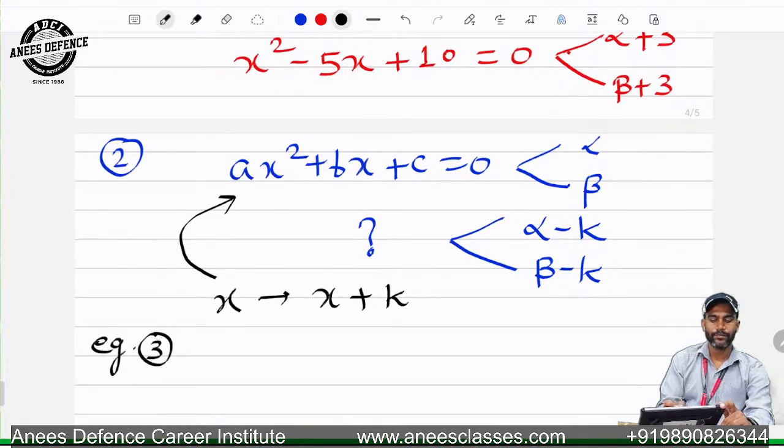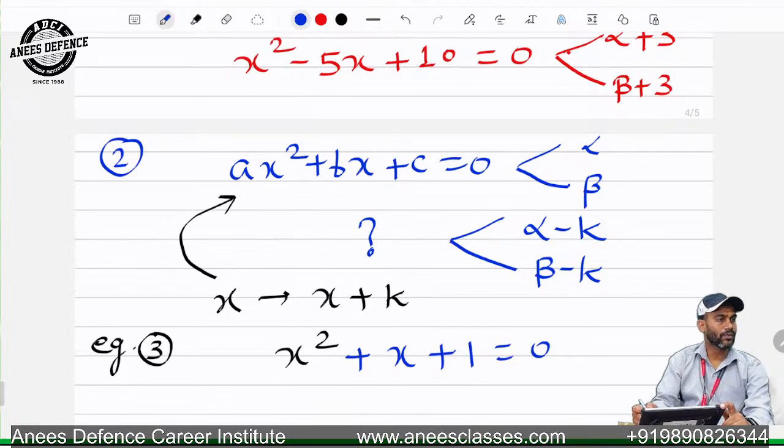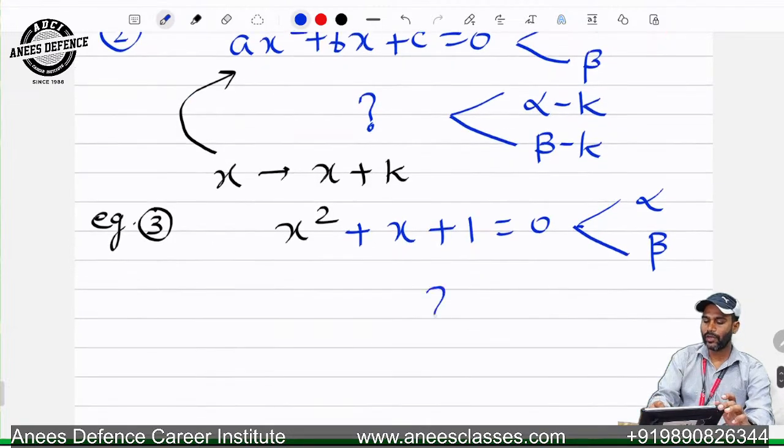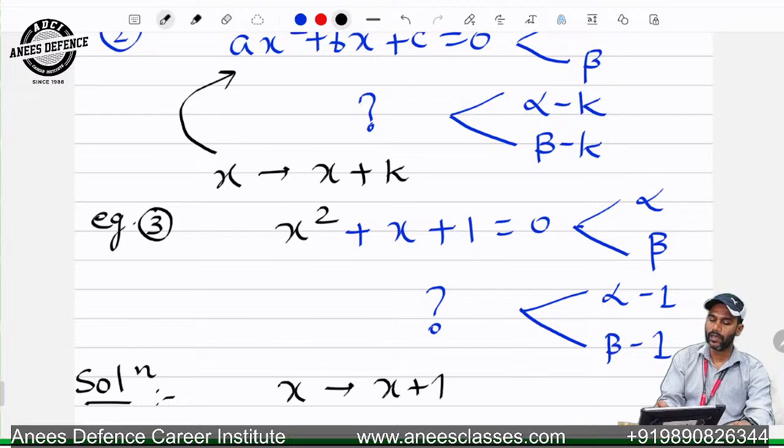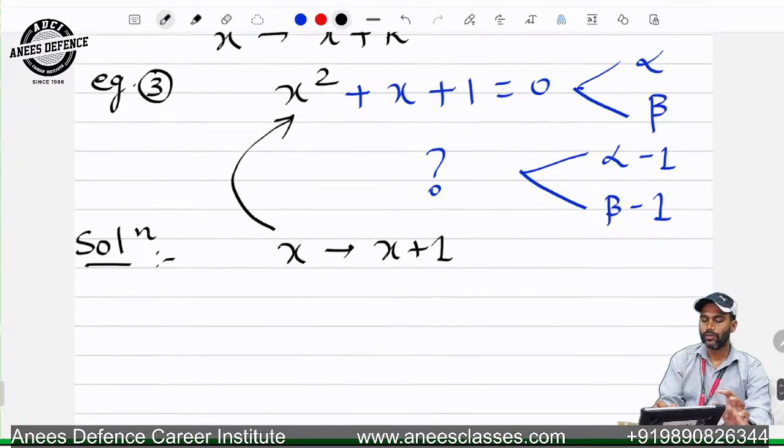Now, shall we take one more example here? So example number 3. Suppose we have equation x square plus x plus 1 is equal to 0 and roots are alpha and beta. And you have to find out the equation of which roots are alpha minus 1 and beta minus 1. So now you already know what you have to do. We have to replace x by x plus 1. In which equation? Here only. Yes or no? In the given equation.